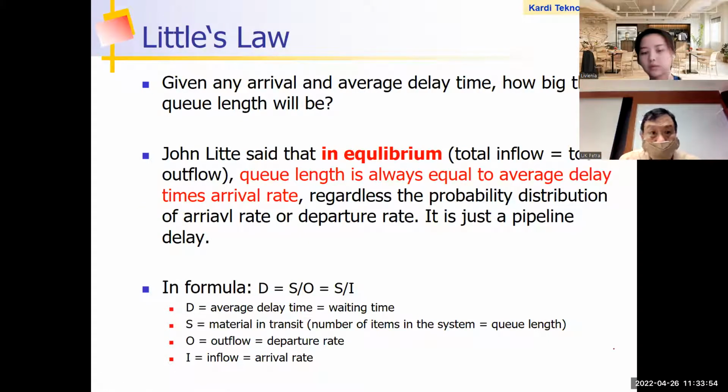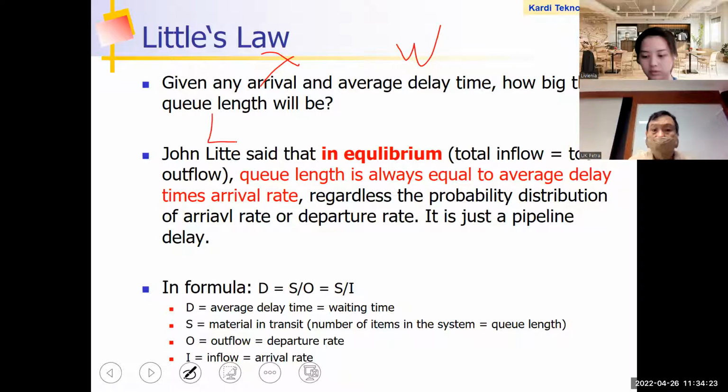There is a law in queuing theory called Little's law. It comes from John Little, the name of the person. Given any arrival rate and average delay time, the question is how big the queue length will be. If you know lambda and you know the average delay time W, what is the queue length L? There is a formula relating lambda, W, and L. That is called Little's law.